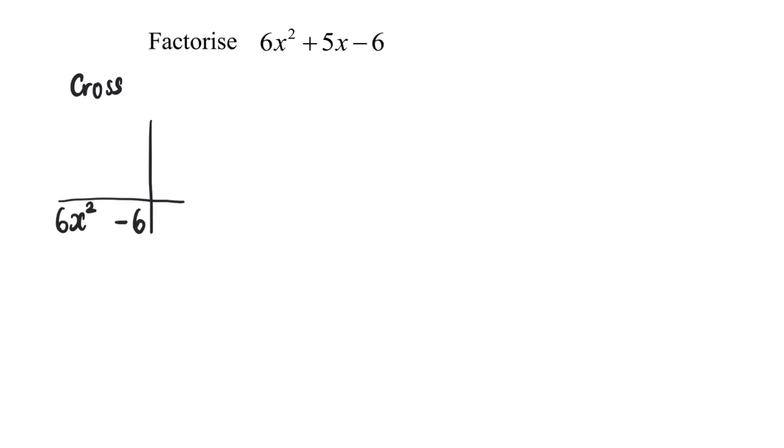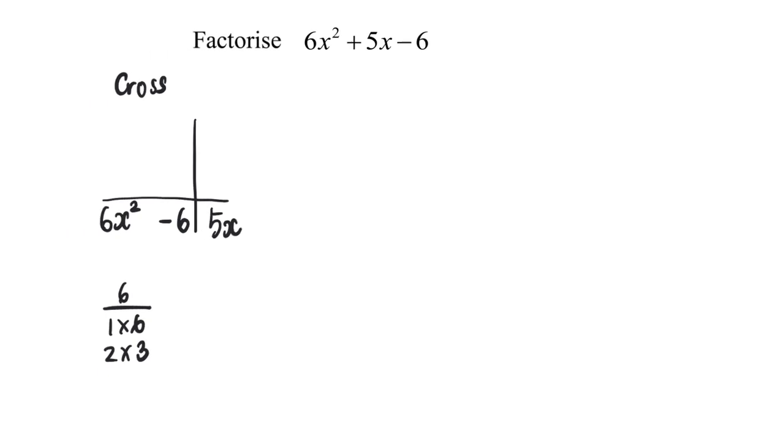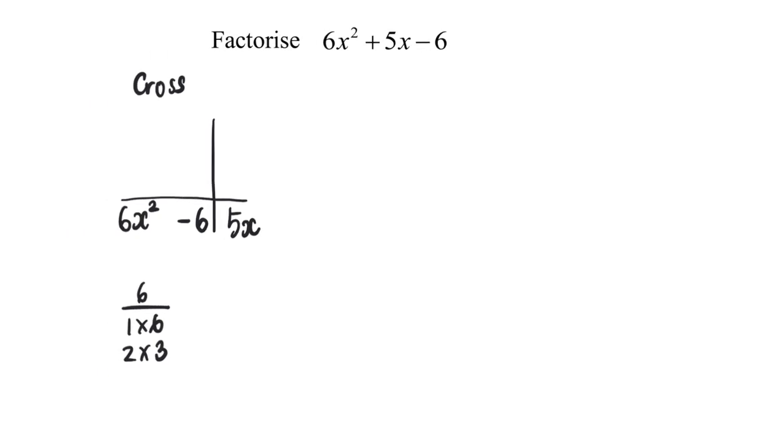Negative 6 is here, 5x is here. 6 can be 1 times 6, 2 times 3. My objective now is to try to place it here such that it will give me a 5x at the end. Let's try 3x times 2x.